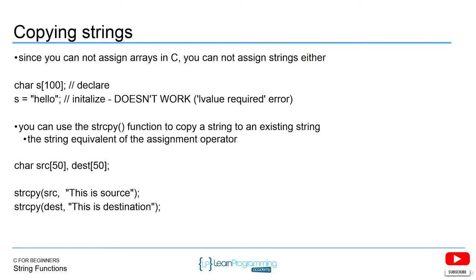If we declare two character arrays, source and destination, all we need to do is say strcpy, source, and then whatever the source is there, we can put in the string, and the same with the destination. You can also put variables in there as well if you wanted to copy those. But what we're doing here is the first parameter is where you're copying to. The second parameter is the string that you're copying. So source would have "this is source" inside of it after strcpy. Destination, or dest, would have "this is destination" inside of it after the strcpy call.